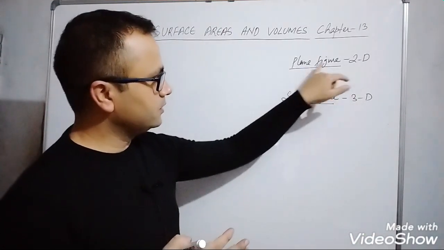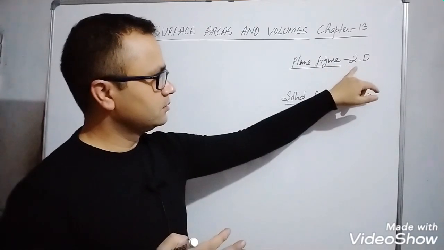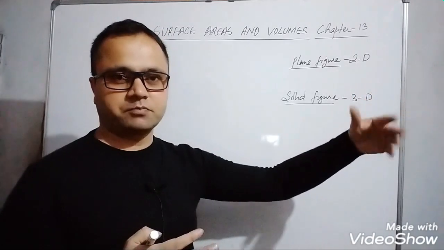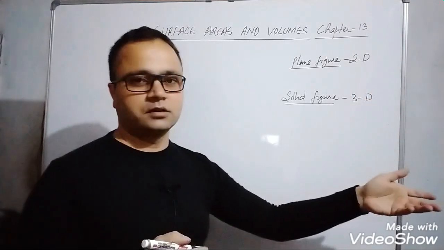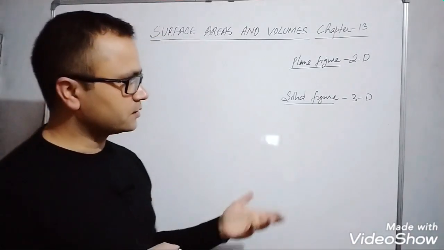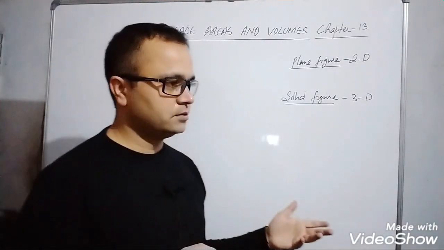So plane figures are in 2 dimensions. What are the plane figures? Plane figures are triangles, rectangles, square, rhombus, parallelogram, trapezium, circles, quadrilaterals. These all are plane figures.